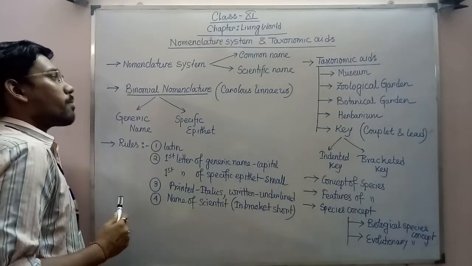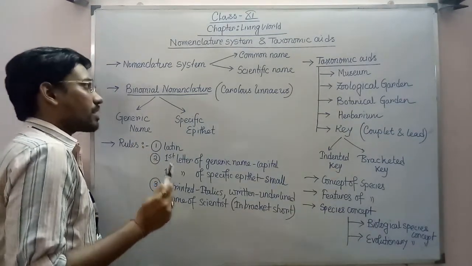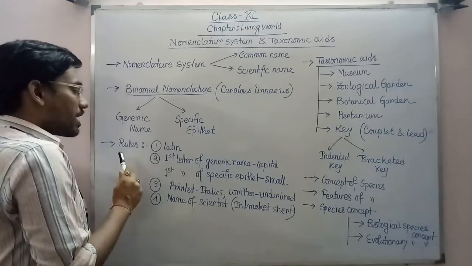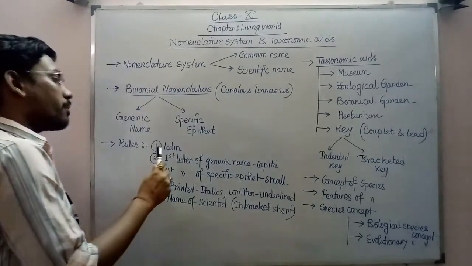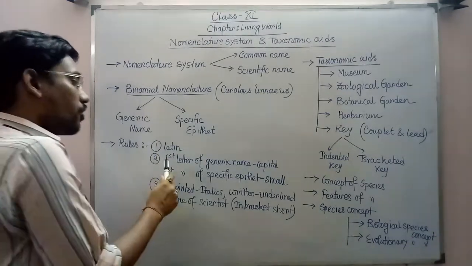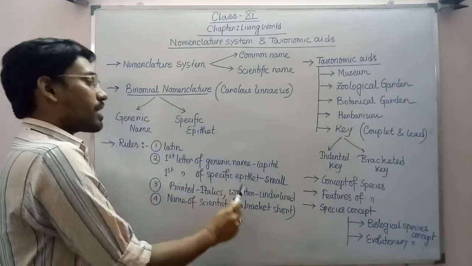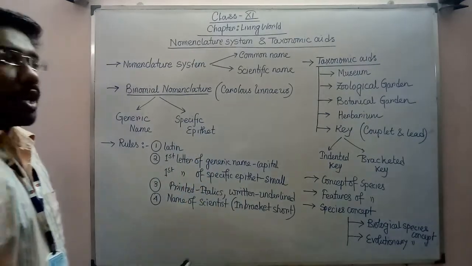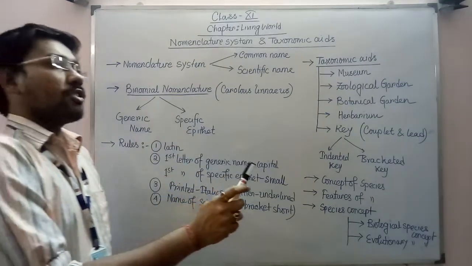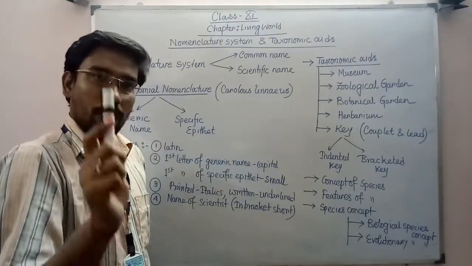What should be the rules for binomial nomenclature? When taxonomists give a name to any organism following binomial nomenclature, they have to follow these rules. First of all, the name should be in Latin. Strictly it should be in Latin. Second, the first letter of the generic name should be capital, and the first letter of the specific epithet or species name will be small. For any scientific name you see anywhere, the first letter of the generic name will always be capital, and the first letter of the specific epithet will be small.